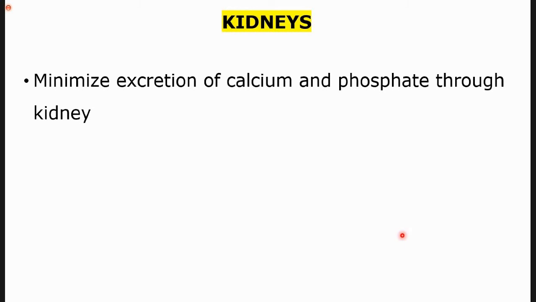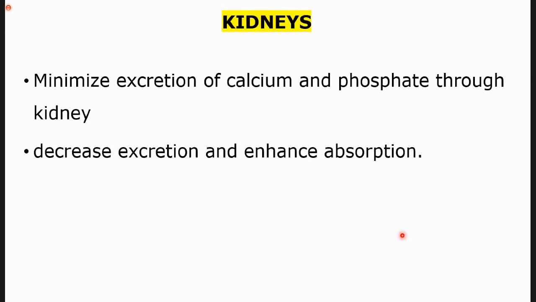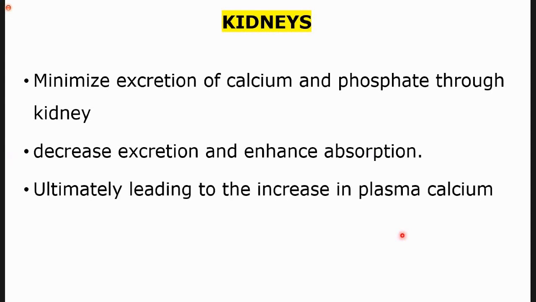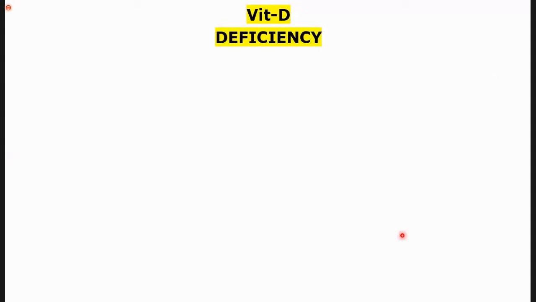in the blood. Whereas, as we talk about kidneys, the vitamin D acts on the kidneys. It minimizes the excretion of calcium and phosphate through the kidneys. It increases the reabsorption of calcium and phosphate in the renal tubules. Decreased excretion and enhanced absorption ultimately lead to an increase in the plasma calcium.